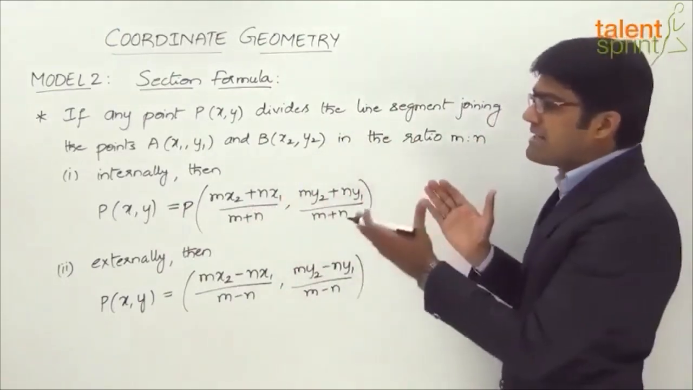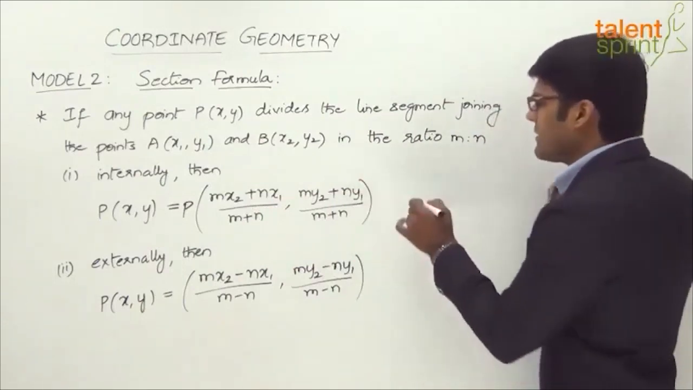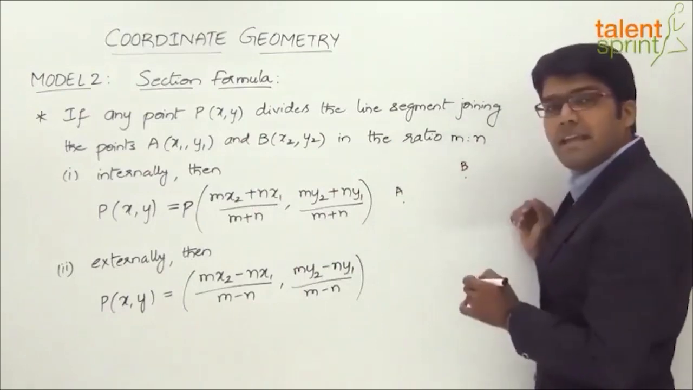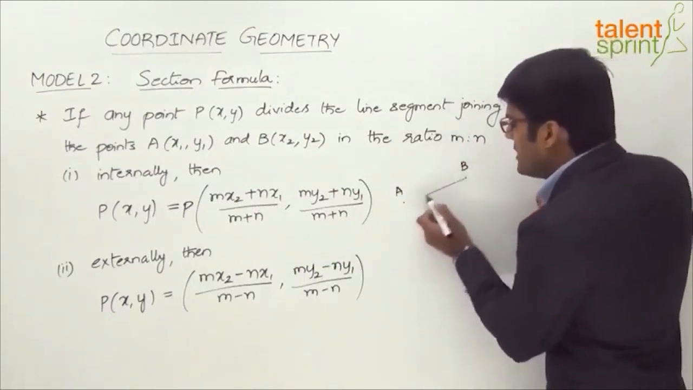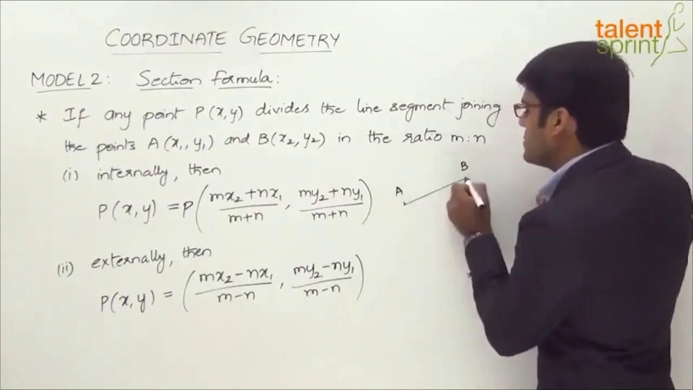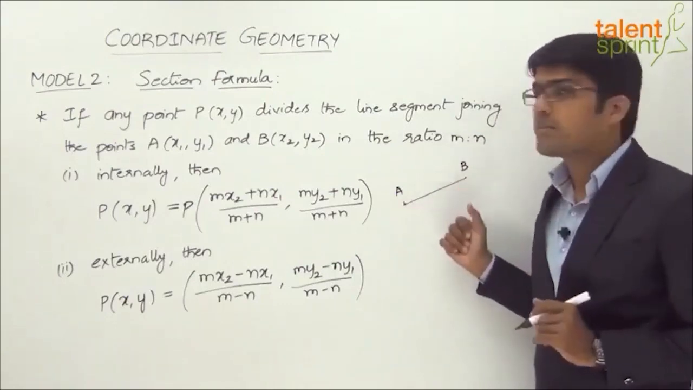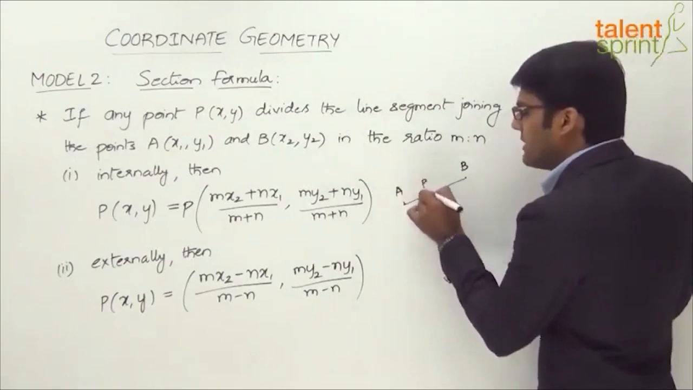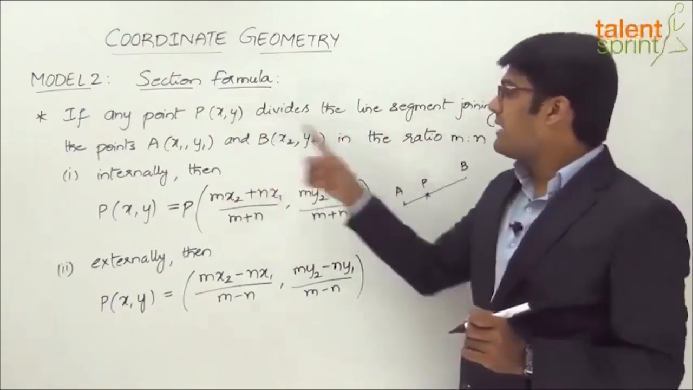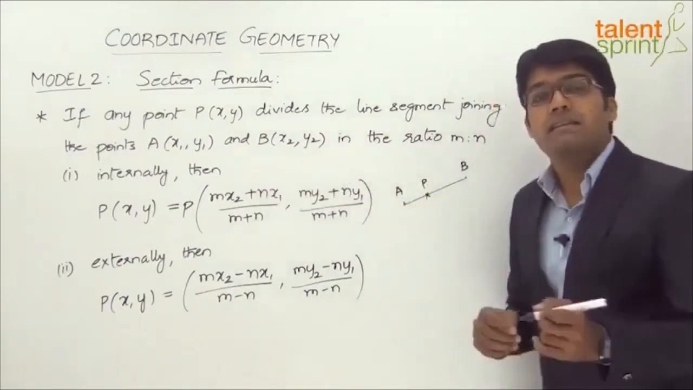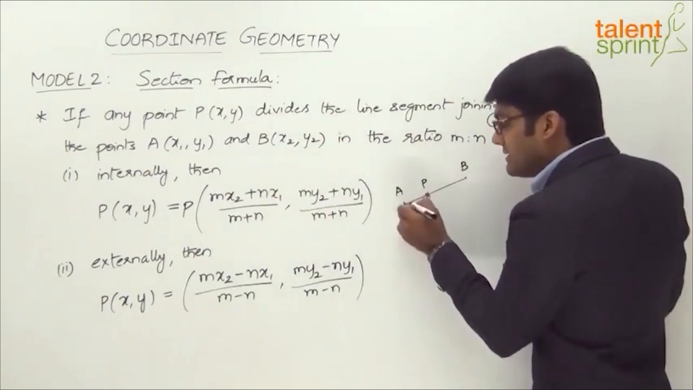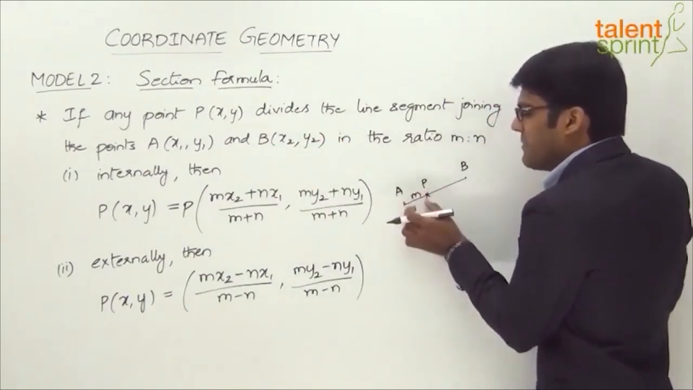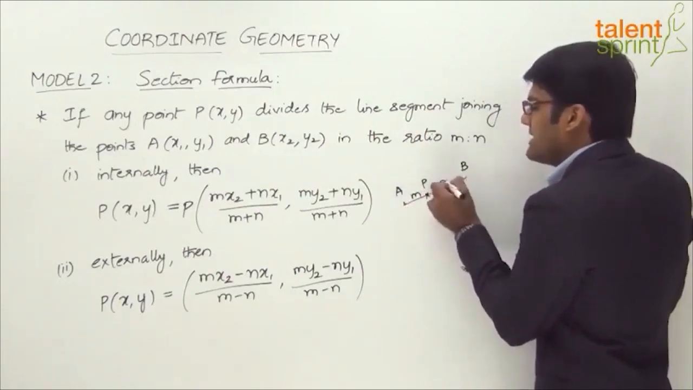So what do we understand from the statement here? Let's say there are 2 points A and B. There is a line segment joining these 2 points, so this is the line segment AB. Now there is a point P, let's say the point P is here, which divides this line segment in the ratio m is to n internally. So this ratio of division here is m is to n. This segment is equal to m, and the remaining part is n.